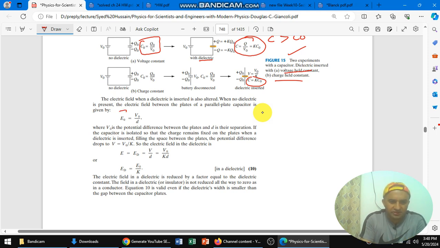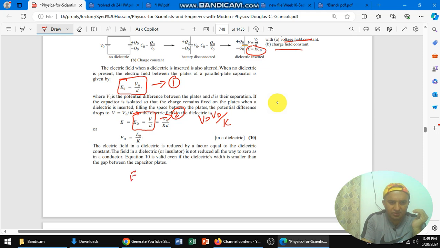The original intensity E naught is V naught over D, when no medium is present between the plates. When we place a dielectric medium, the intensity E D is equal to V over D, the modified formula. We know that V is equal to V naught over K. If we put the value of V is equal to V naught over K in equation 2, we get E D is equal to V naught over K into D. V naught over D is the original intensity E naught, so E D is equal to E naught over K.